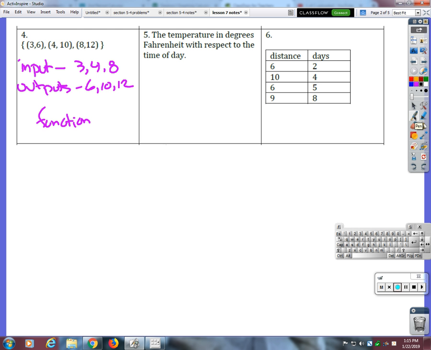All right, the temperature in degrees Fahrenheit with respect to the time of day. What's the input and what's the output? The temperature in degrees Fahrenheit is the output. So the input is the time of day. Yeah, usually when you're dealing with time, that's the independent variable. It goes on the x-axis. And then the temperature is the dependent. Okay. Function, yes or no?